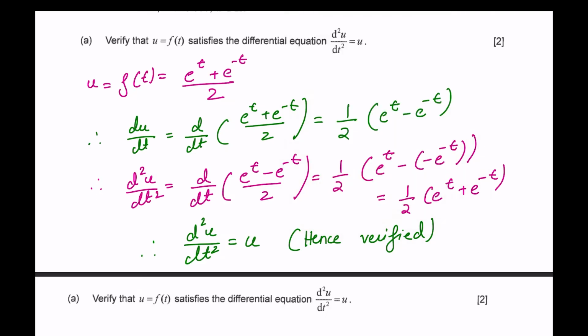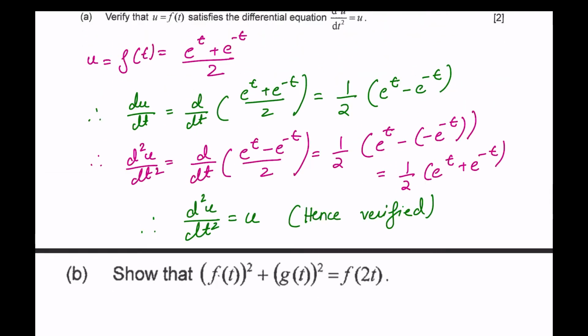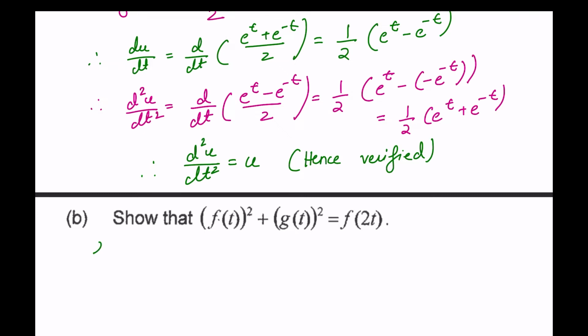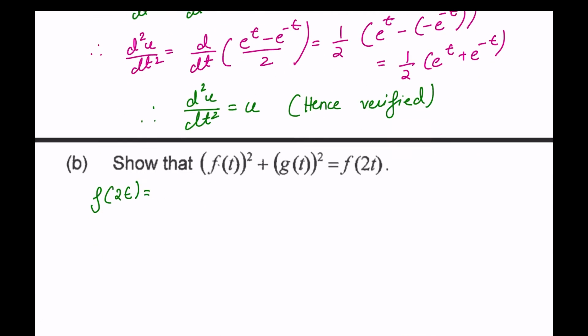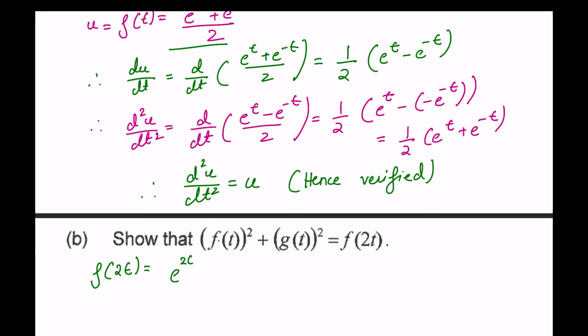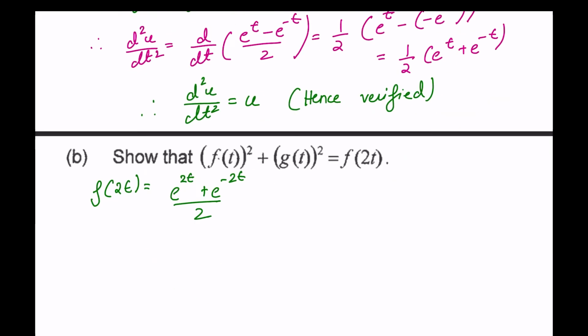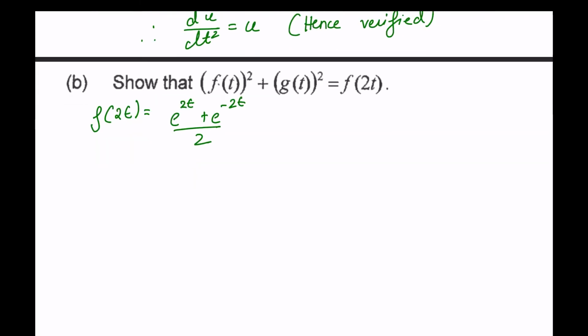Now let's try to do part 2. Part 2 goes like this. We have to prove that f(t) squared plus g(t) squared is equal to f(2t). So first let's find f(2t). This was f(t), so we just have to replace t with 2t. So (e to the power 2t plus e to the power of minus 2t) by 2. This is f(2t), and we have to show that f(t) squared plus g(t) squared will be equal to f(2t). So f(t) squared would be equal to ((e to the power t plus e to the power minus t) by 2) whole squared.